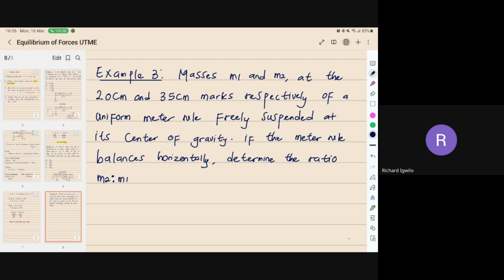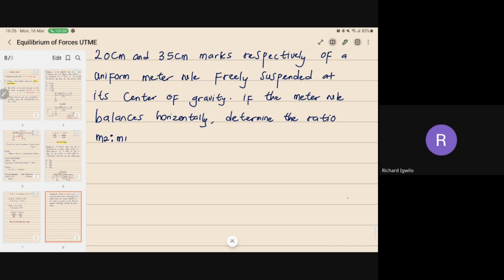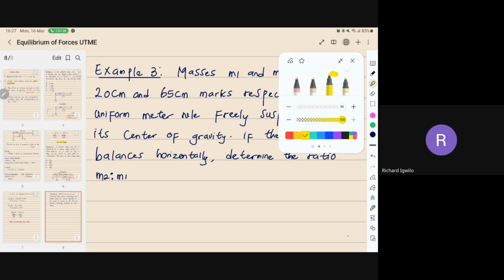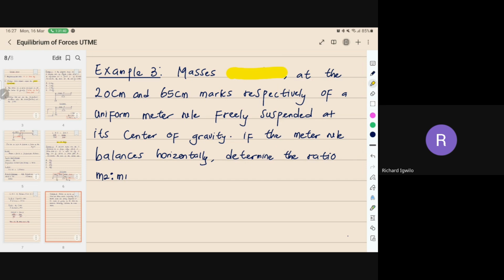So how do we get this ratio of M2 to M1? In order to get that ratio, let's actually sketch and see what it looks like. So we'll have masses M1 and M2. Look at the marks they kept. Sorry, this is 65 actually, not 35. Like I said, I need to do caution. So now, we're taking note of those 2 masses, M1 and M2, at 20 centimeter and at 65 marks respectively of a uniform meter rule, suspended at its center of gravity. If the meter rule balances horizontally, determine the ratio.